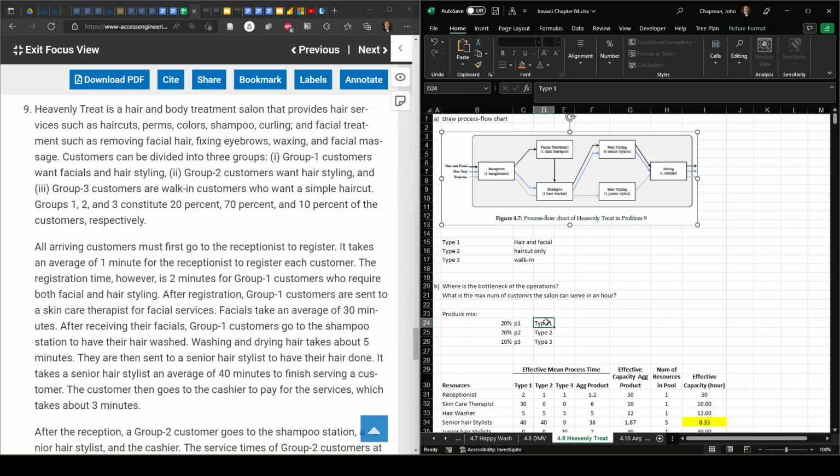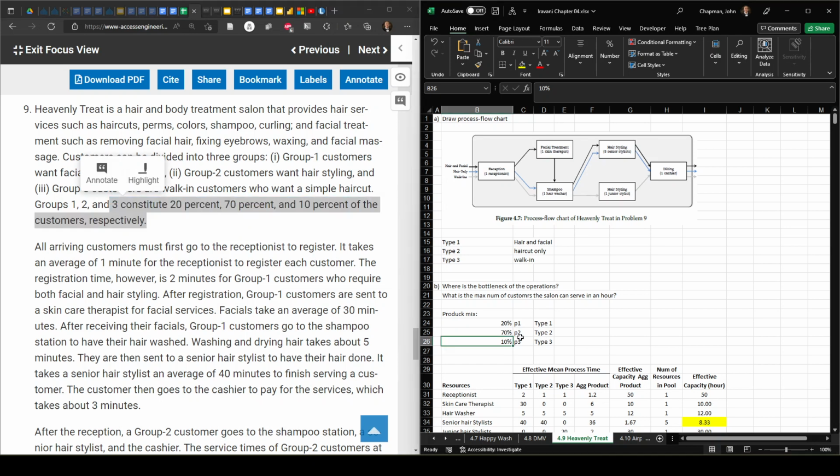So for type 1 or group 1, we have 20% of the customers. For group 2, we have 70%. And for group 3, we have 10%. That comes right here from the problem. So we have the percentages and we have the groups or types for each.